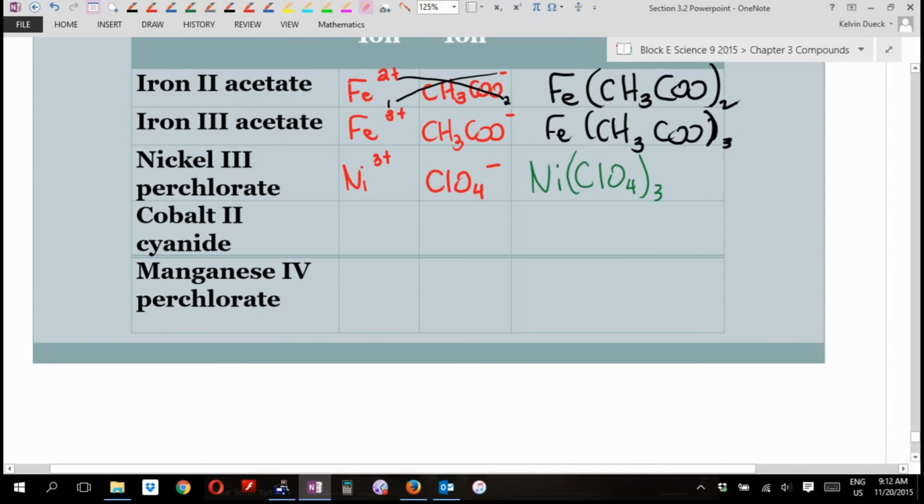Cobalt. I know cobalt is Co or Cb? I think it's Co. Okay. And it's multivalent, yeah? Well, thank goodness they told me it's 2+. Cyanide, that's near the top. I remember that one. It's CN minus. Crisscross. Okay, this is going to be Co, CN in brackets, 2 of them.